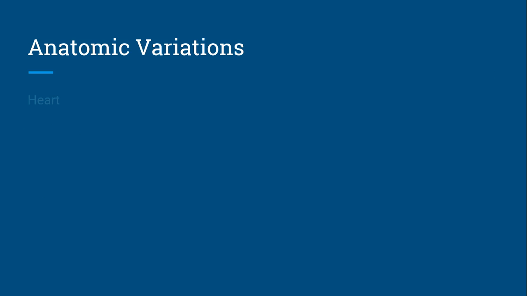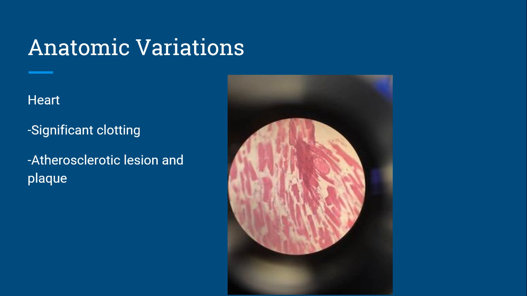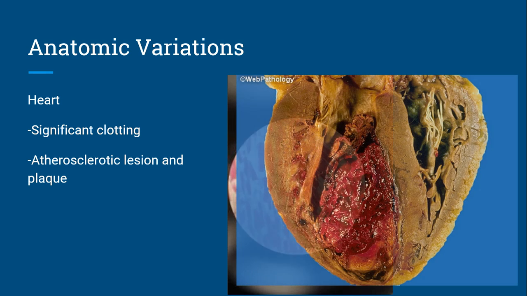Some anatomic variations. Looking at her heart, there was significant clotting. There were atherosclerotic lesions and plaque. This is a picture from one of our tissue samples showing some of the atherosclerosis that Dr. Lallier helped us find. This is not our heart, but this is showing some of the clotting that we did see in the bottom of one of the ventricles.